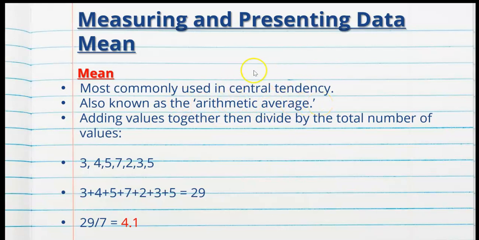Again, you may have come across this before, but we always calculate the mean score when gathering quantitative results in psychology, always. To calculate it, you add the values together and then divide it by the total number of values. As you can see here, I've got 3, 4, 5, 7, 2, 3, and 5. That's my data. We add those together. That gives us a total of 29. And there are 7 values there: 1, 2, 3, 4, 5, 6, 7. So we go 29 divided by 7, and that gives us 4.1. That is our mean or our average.